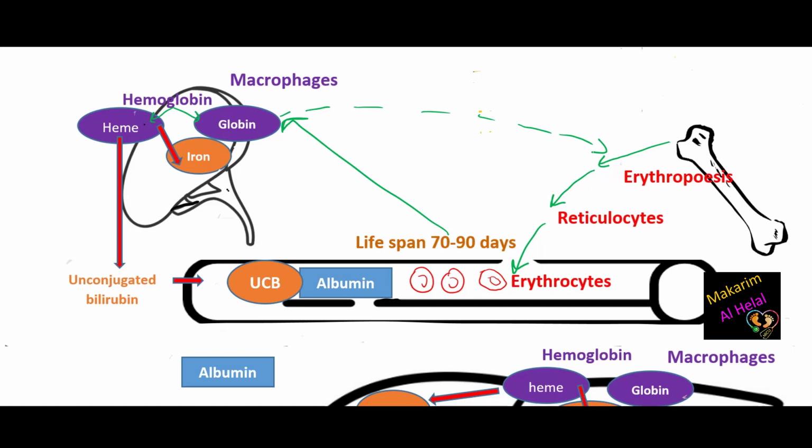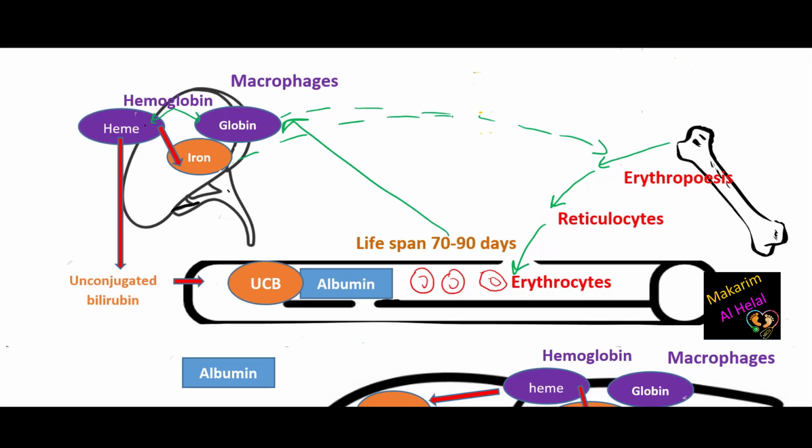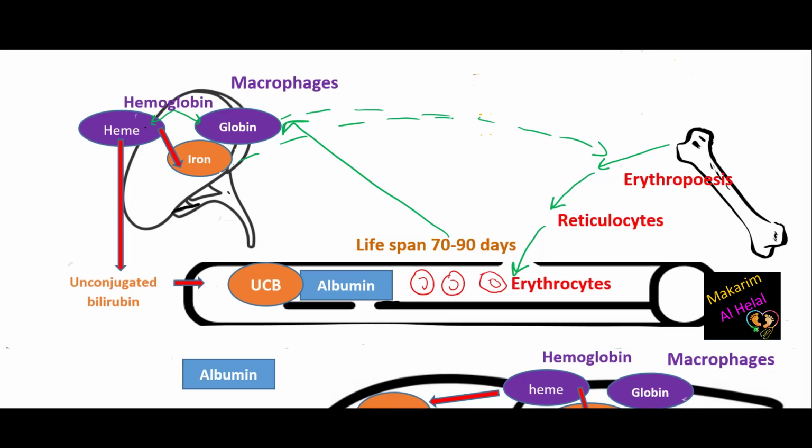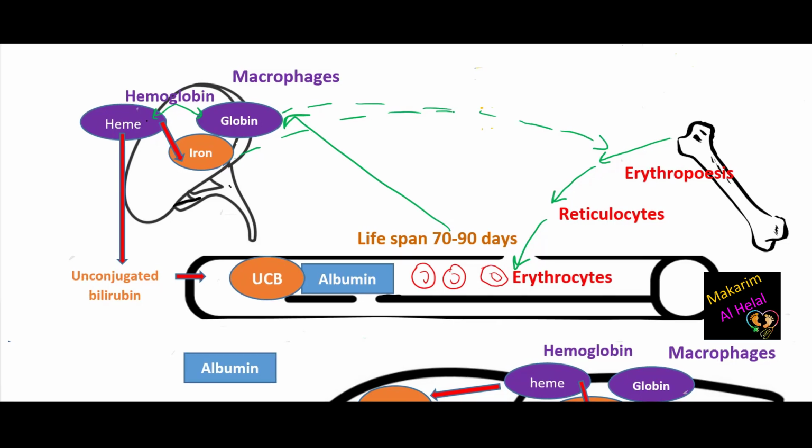Heme is broken down into two components, iron and unconjugated bilirubin. Iron is also recycled for reuse in erythropoiesis. Unconjugated bilirubin, which is yellowish orange in color, is not recycled and needs to be removed from the body because it is toxic to the central nervous system. It is lipid soluble, whereas in blood it is carried around by a protein known as albumin.